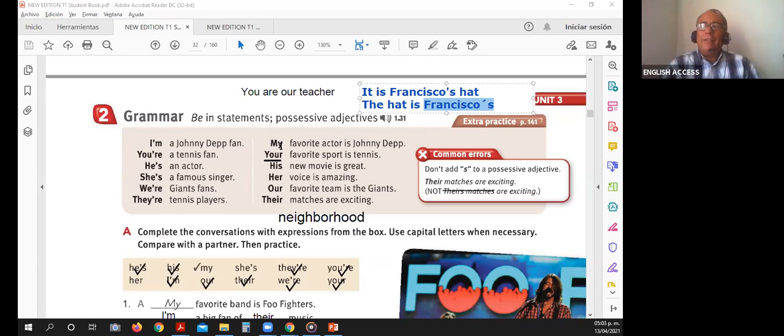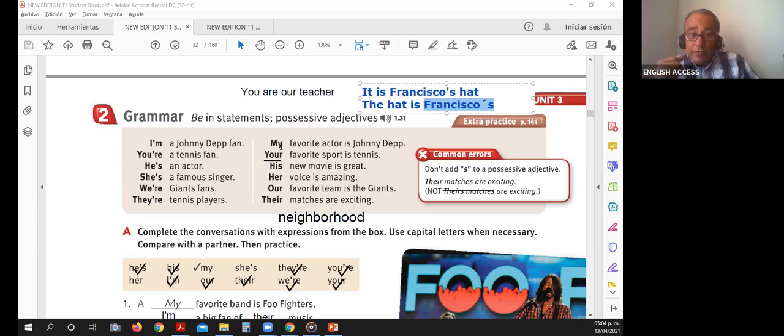For example, Fatima's chair. The chair is Fatima's, meaning that something or a specific item belongs to someone. I don't know if I make myself clear.